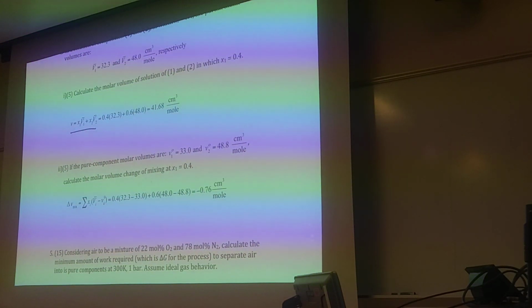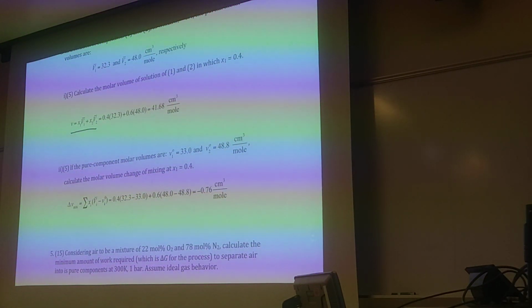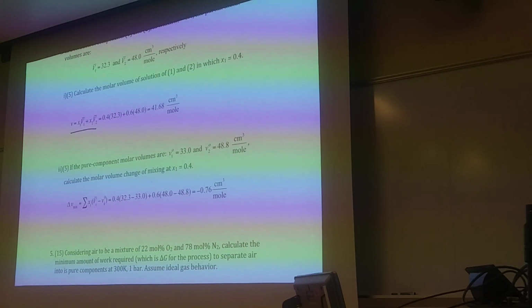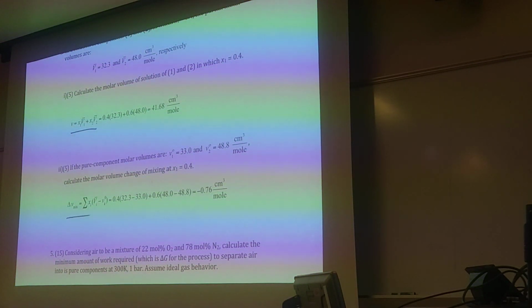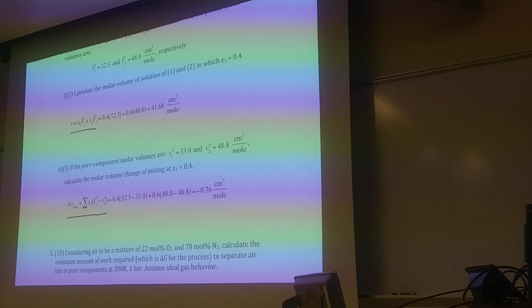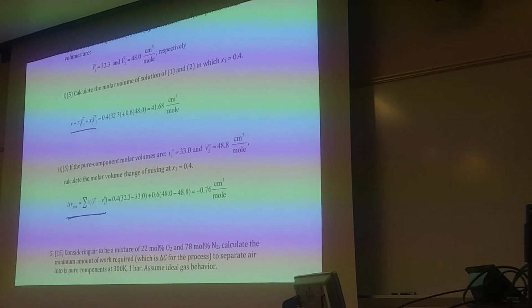Secondly, if the pure component molar volumes are 33 and 48.8 cubic centimeters per mole respectively, calculate the molar volume change of mixing at a mole fraction here of 0.4. Well, the molar volume change of mixing is equal to the volume of the mixture minus the volume that would be occupied by the corresponding amounts of pure components. That works out to look like this. We put in the numbers, we get minus 0.76 cubic centimeters per mole for that.